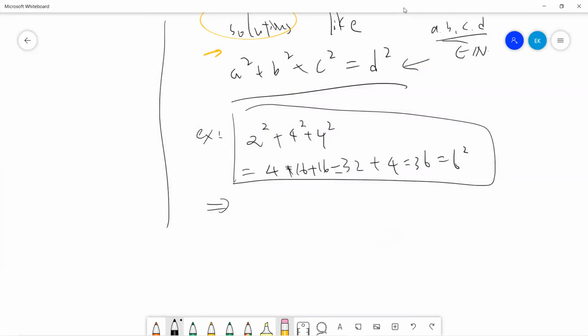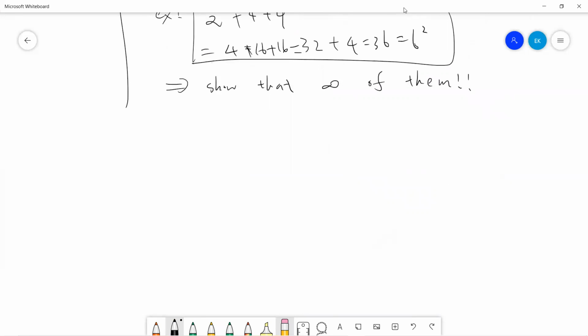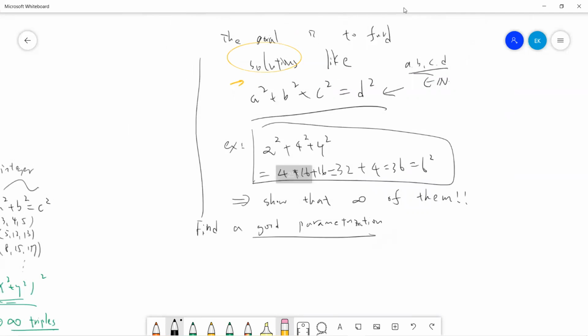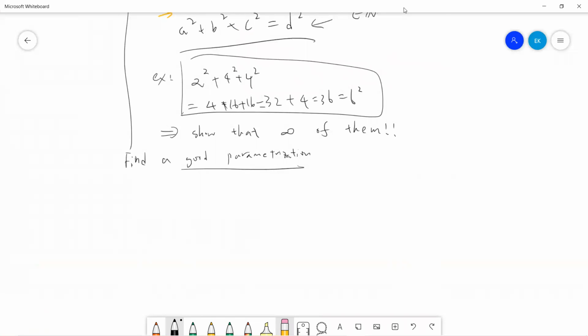So our goal is to show that there are infinitely many solutions. Okay, so the key idea is to find a good parameterization. This is very difficult in modern mathematics, where you are given an algebraic curve and there is a parameterization. But my idea is, let's say idea one.